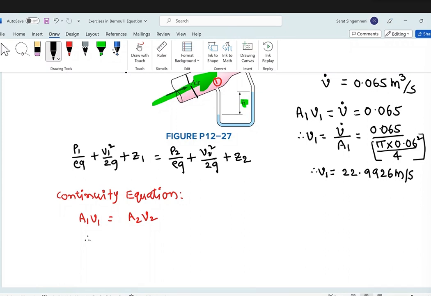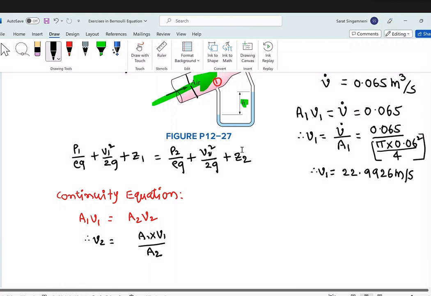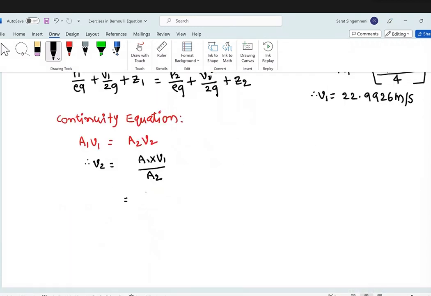Therefore, V2 is equal to A1 times V1 over A2, which is equal to A1, pi d squared, 0.06 squared divided by 4, times velocity V1, which we established, 22.9926, all divided by A2, which is again pi times, what is the diameter? 4 centimeters. So 0.04 squared over 4.